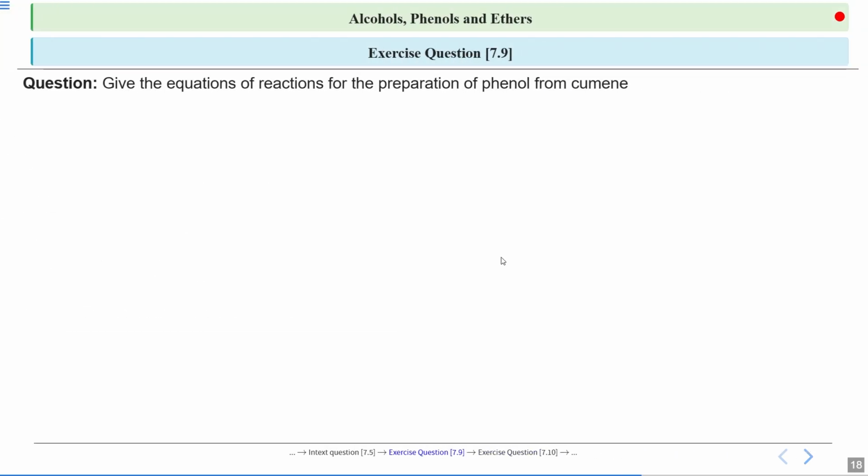You have to give the equations of reaction for the preparation of phenol from cumene. We studied it, how from cumene you will get your phenol. So do this question. You have 25 seconds.